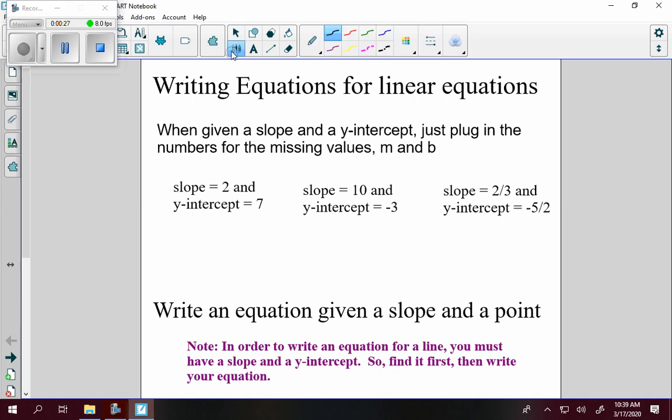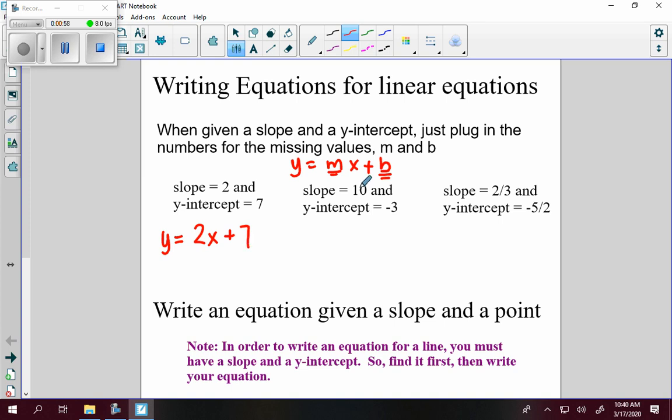As you recall, we have y equals mx plus b. When given a slope, we're going to put that number in for m, and when given a y-intercept, we're going to put that number in for b. So if your slope is 2, we put a 2 in there, and your y-intercept is 7, we put a 7 in there, and your equation is just y equals 2x plus 7. What? That's it. Try the next one.